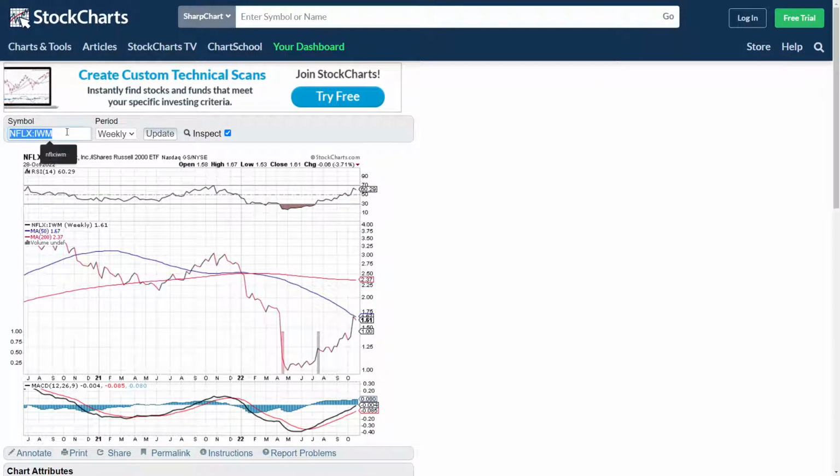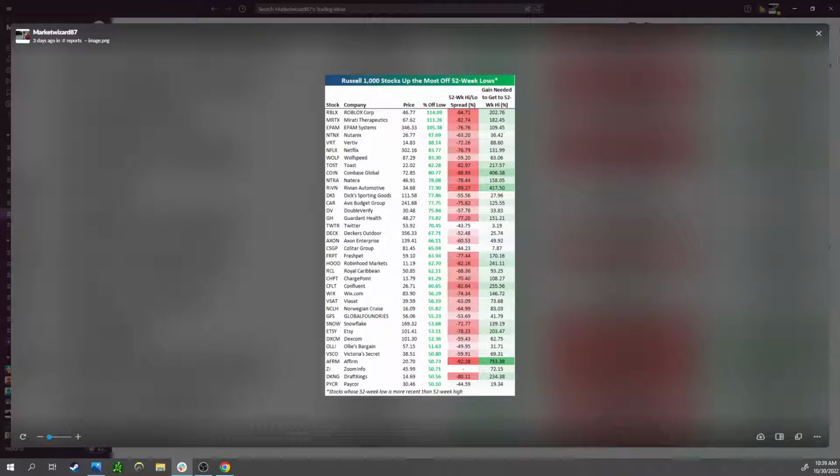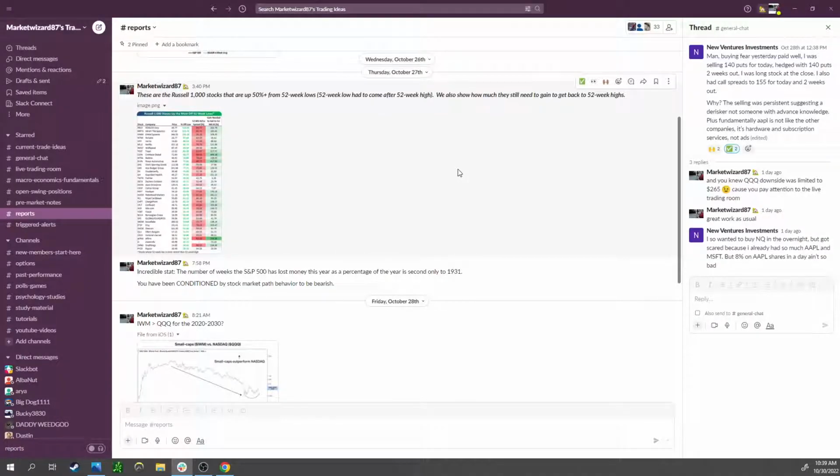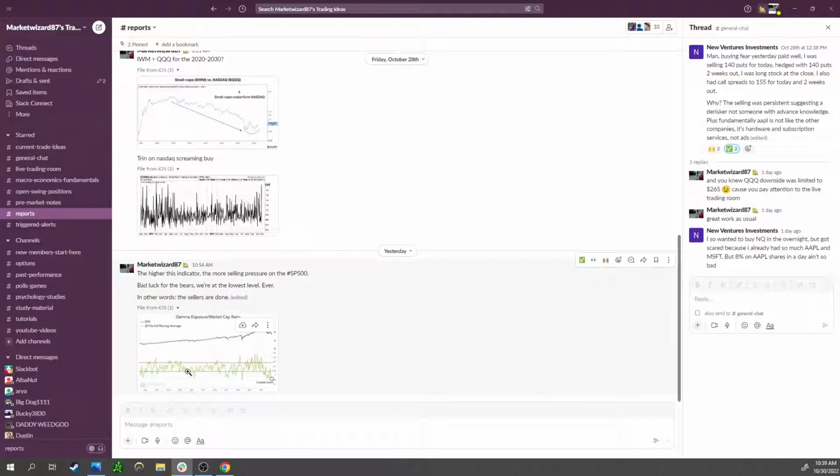Either way, right? It's your job to identify the stocks and the sectors that are outperforming and then take them. Okay, so we'll go through a couple reports and then we'll end this here real quick.